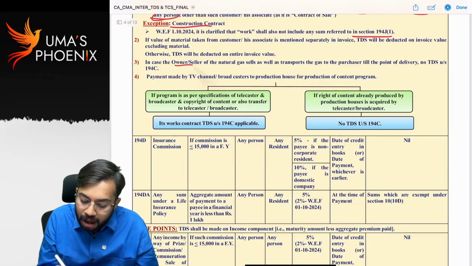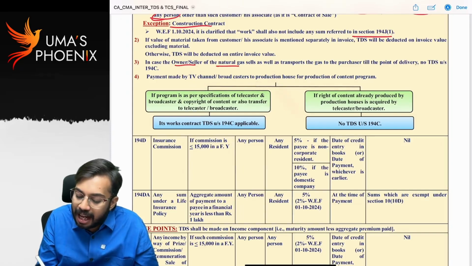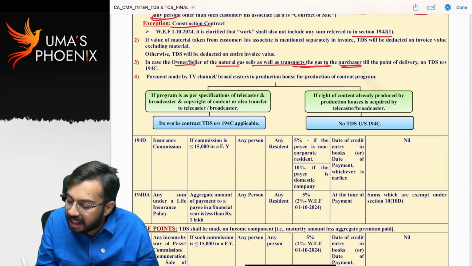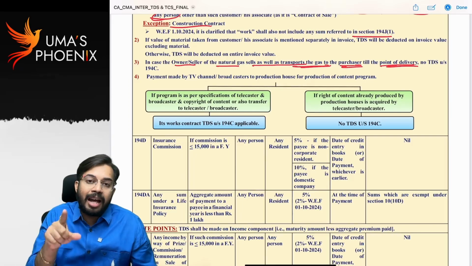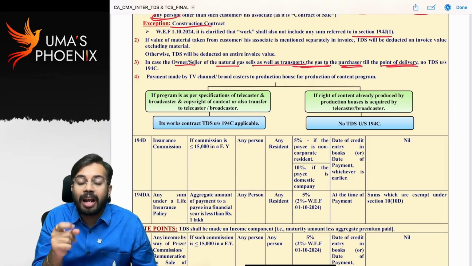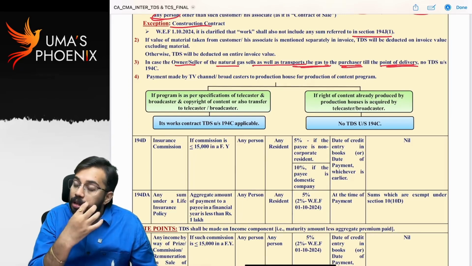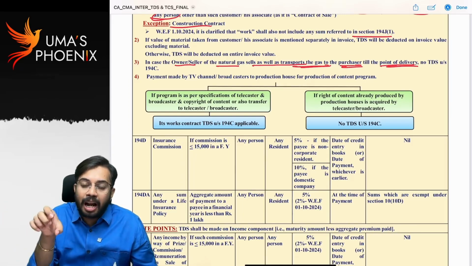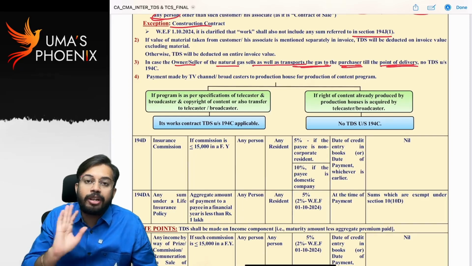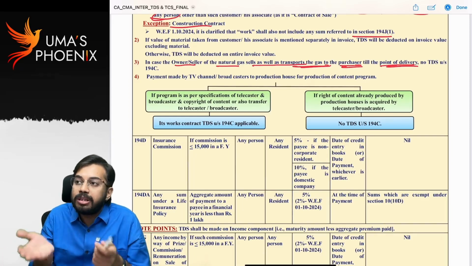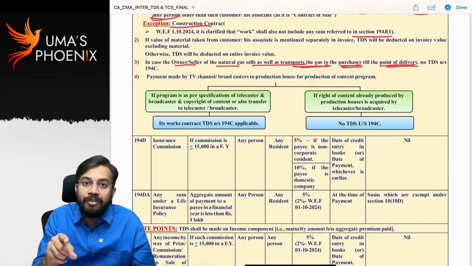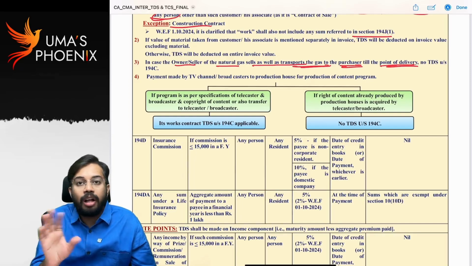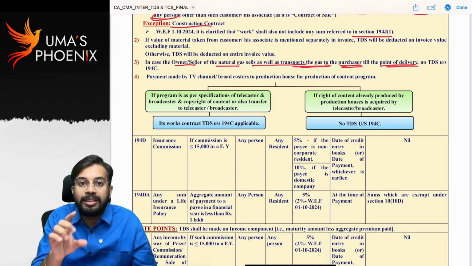Next. See this point. In case the owner or seller of natural gas sells as well as transports the gas to the purchaser till the point of delivery. Now, I am purchasing gas. He said gas cylinder cost is 1000 rupees. Transportation charges are 50 rupees. Now, just because he has done transport on 50 rupees, I am not required to deduct TDS under section 194C, because main contract there is purchase of cylinder. Transportation is ancillary activity. I told you, after selling the product, if seller provides extra service, on that no TDS under section 194C. I told example of glass.